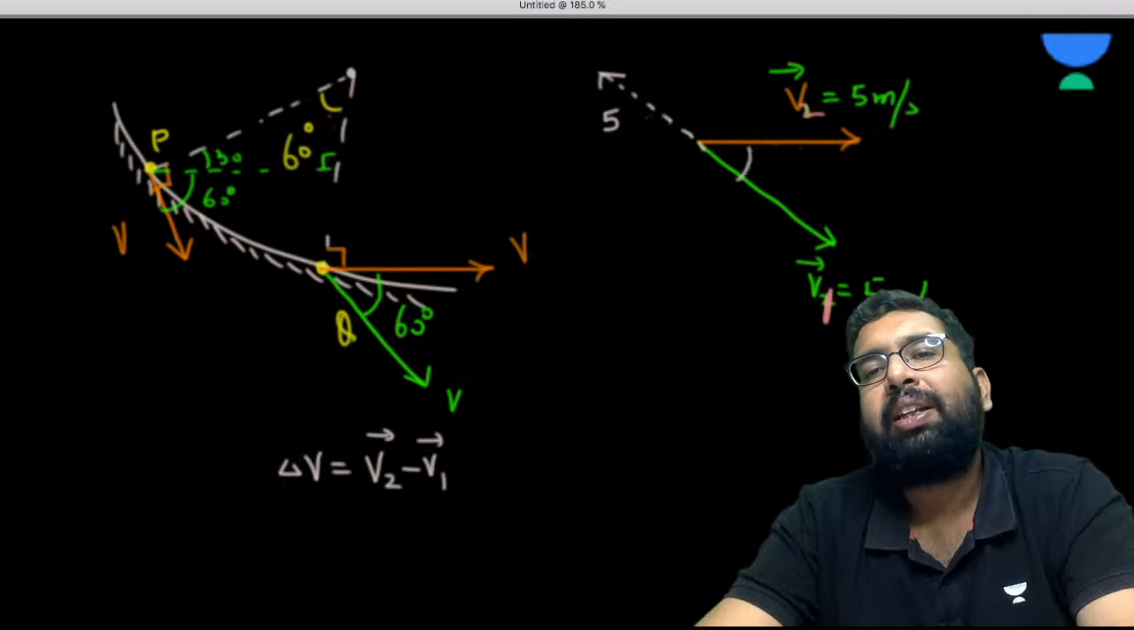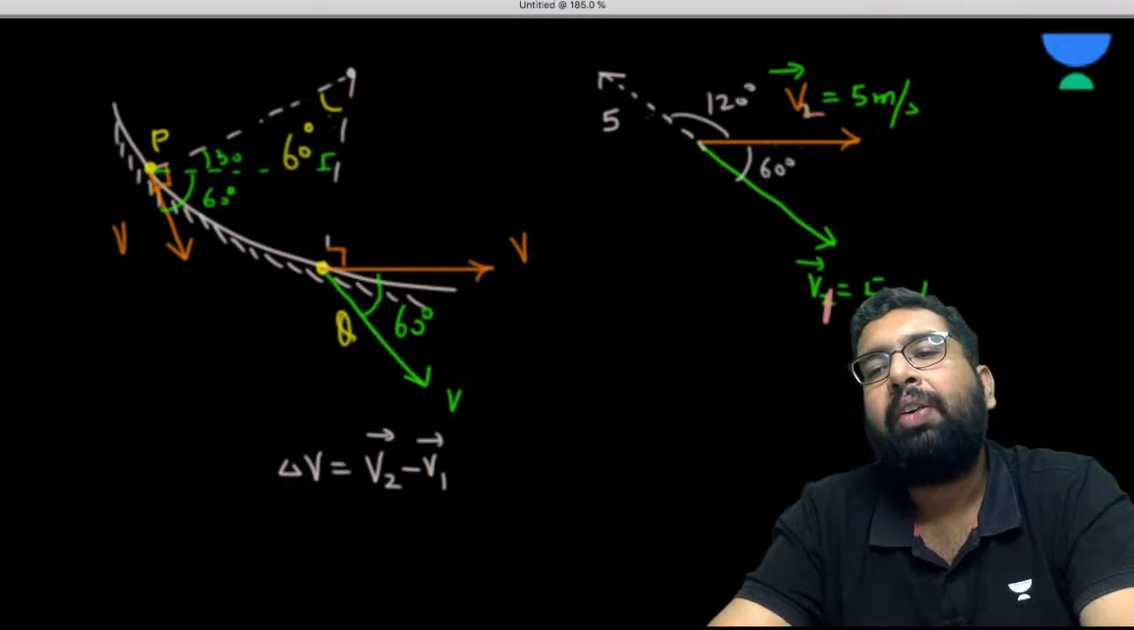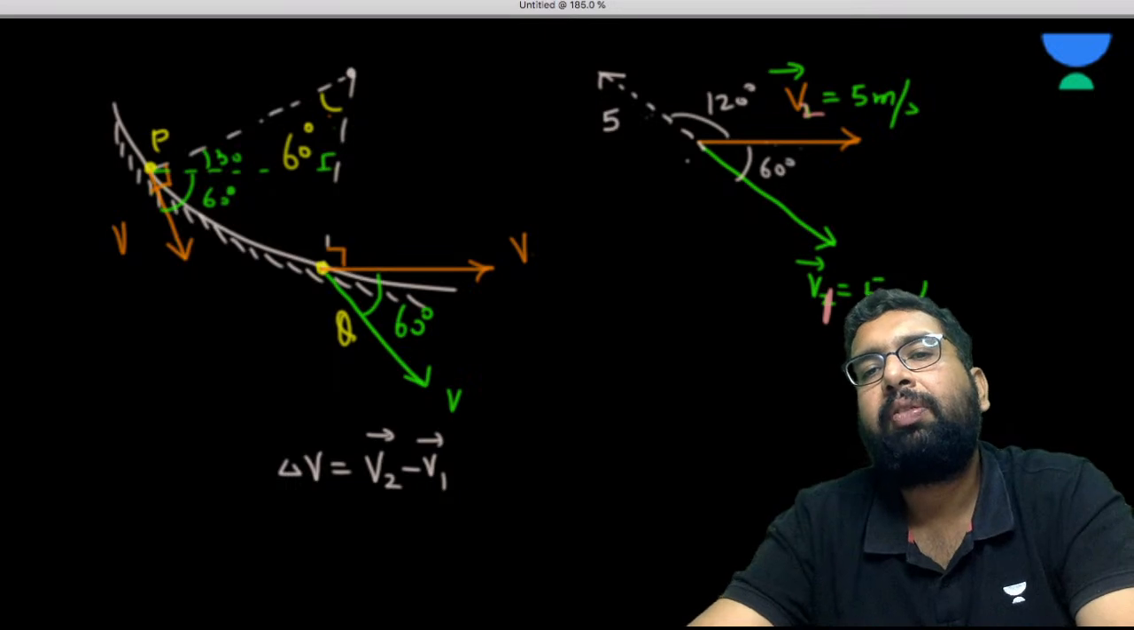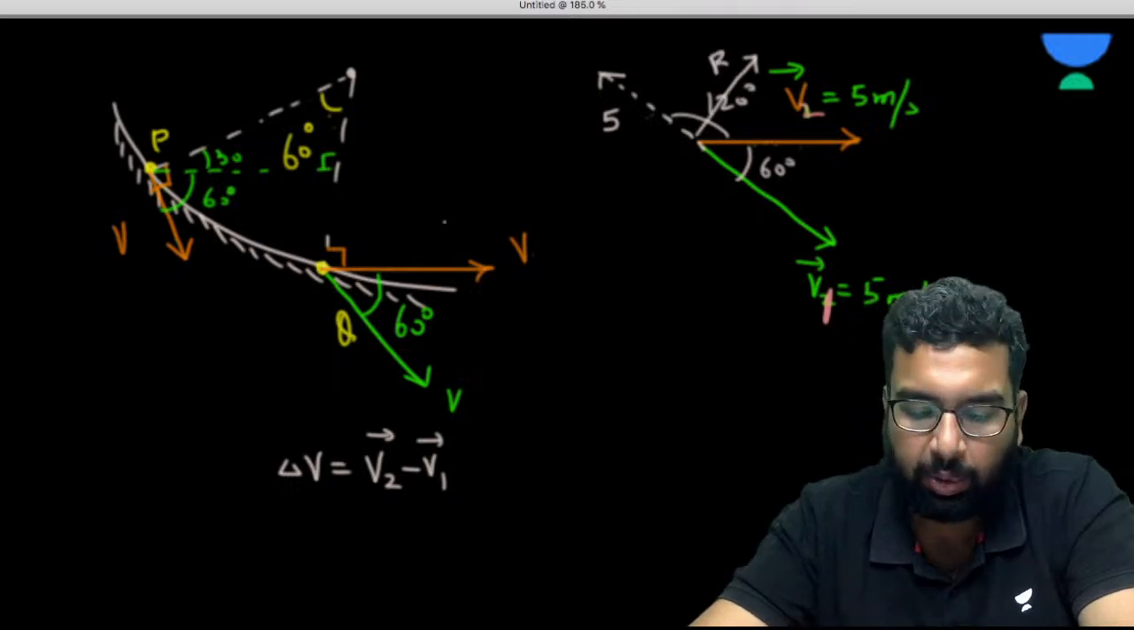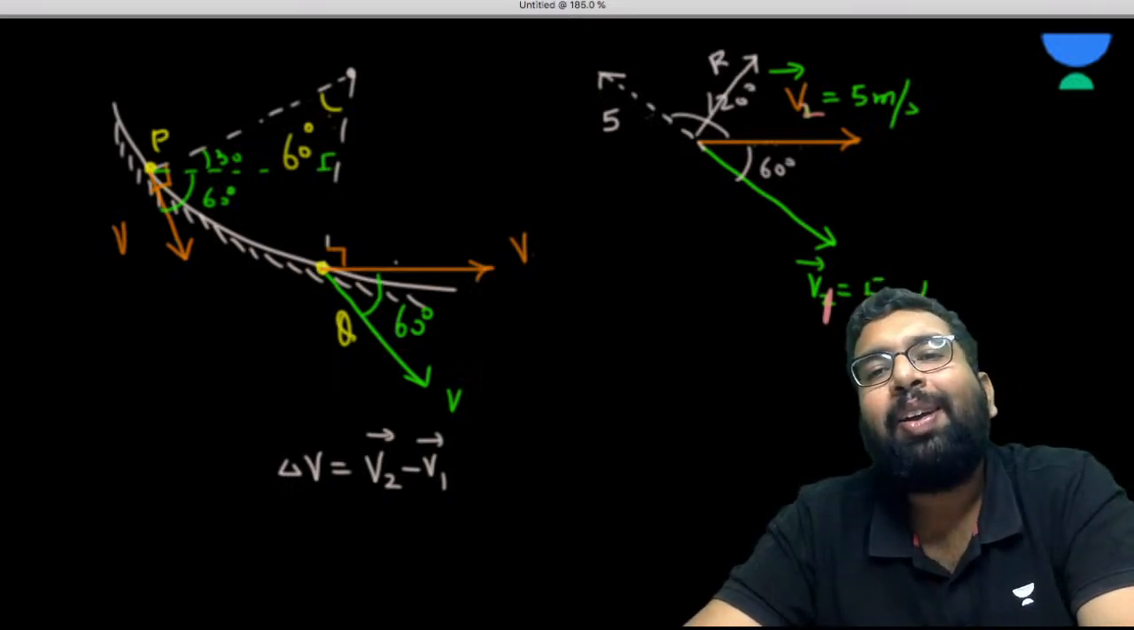Now if this is 60, this is going to be 120. So right away you can find the resultant of this. When two vectors are equal, the resultant will be exactly in the middle of these two vectors. No calculation required. Yes or no? Please answer me. Yes, obviously, sir. Wonderful. Okay, we come to understand that.